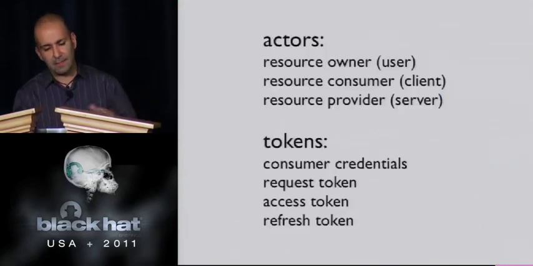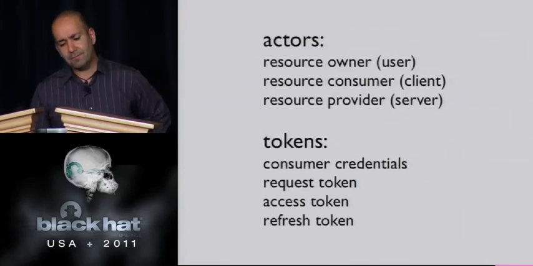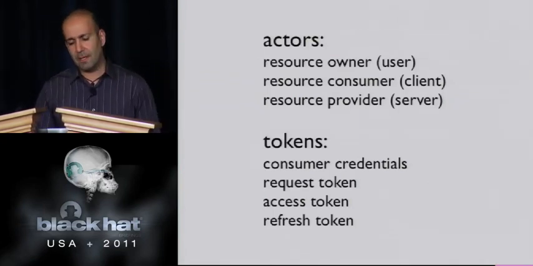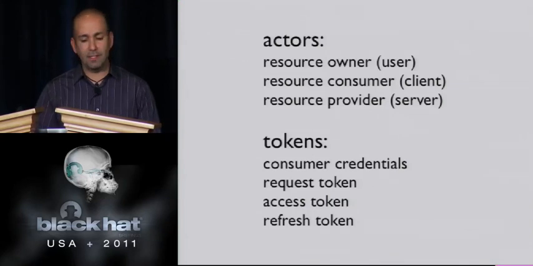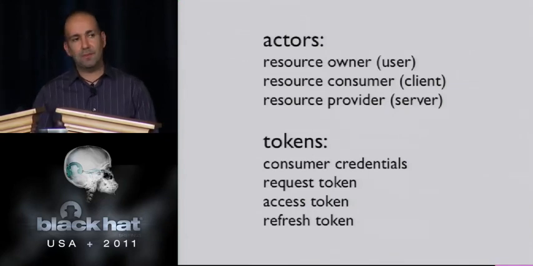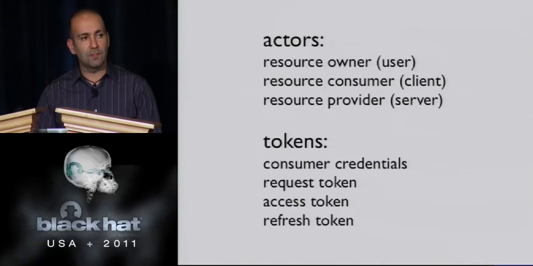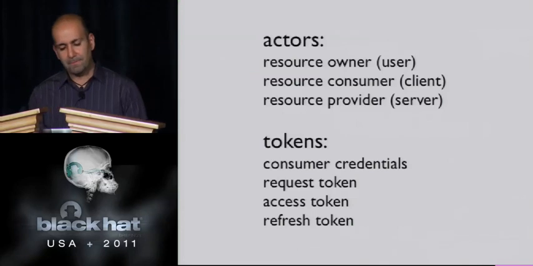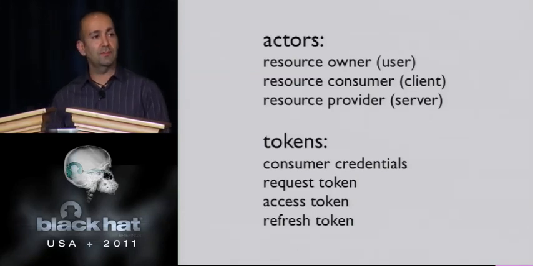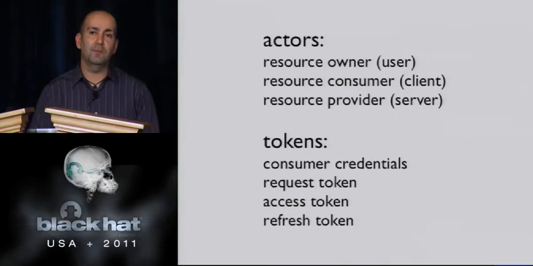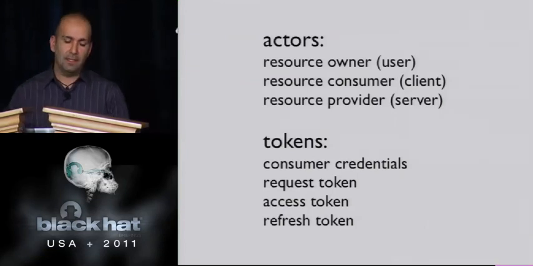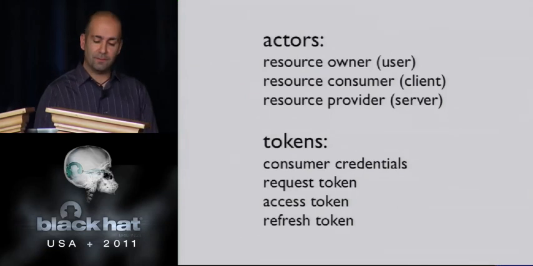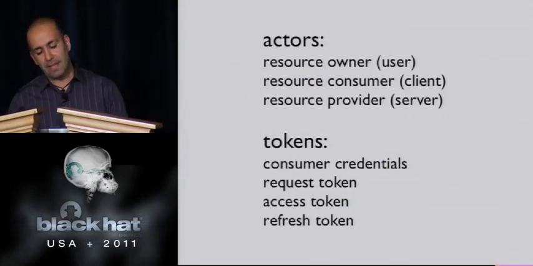To provide some context, we've got to go through the actors that we're going to be using throughout these examples. We have a user, in that case Avon, who owns the resources. We have a third-party client application which consumes the resources. It's usually a web-based or a mobile app. And we have a server that provides the resource or the service. And tokens are all over the place. We have the consumer credentials that are used by the third-party client app to authorize itself to the server. And we have the request token, access token, and refresh token.